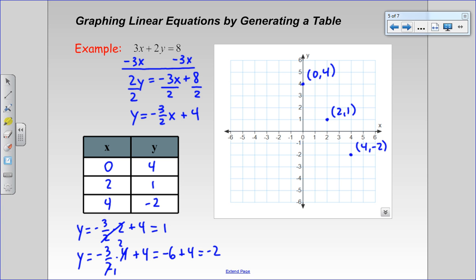We can see that these 3 points line up, so we can connect them with a line to complete the graph of this equation.